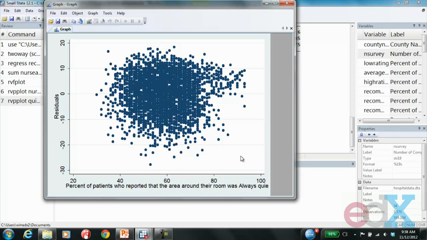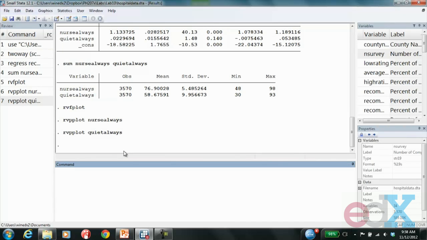Also, if we saw any trends in the residual plots, this might be due to a violation of the linearity assumption. So maybe we would need to model our covariates in a more complex manner rather than just making this linearity assumption. All right, now let's say that we had a new hospital where the percentage of nurses who always communicate well is 90%, and the percentage of those who say the hospital is always quiet is 70%. We can use our linear regression model to predict the expected percent of patients who would always recommend the hospital.